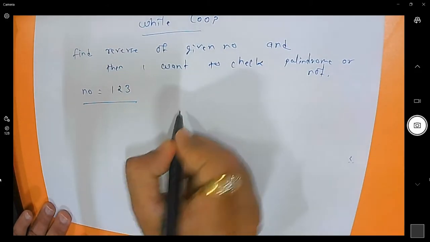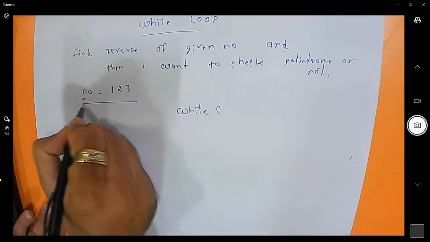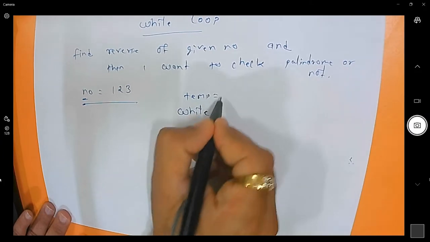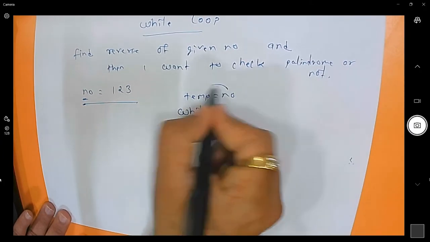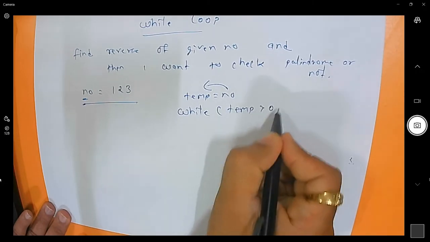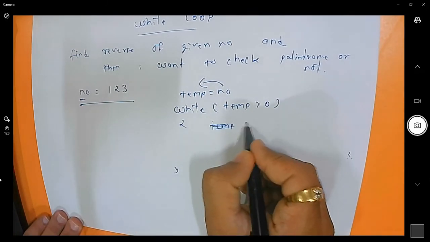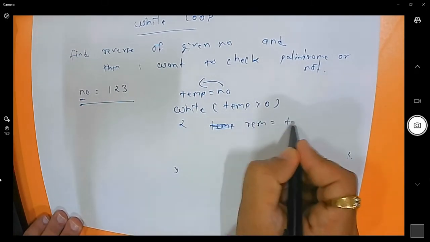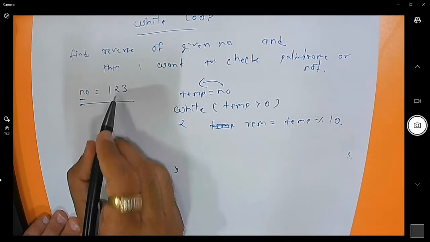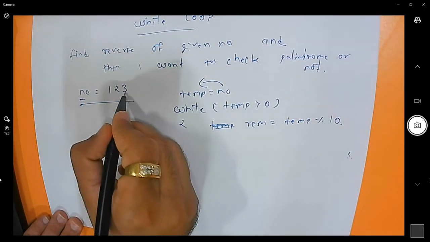So you can write here: while number, this is your number, right? So first we will do what? temp is equal to number. Now my number is assigned to the temp variable, so I can check while temp is greater than 0, run the loop. Now here you can write remainder is equal to temp modulo 10. So this is my 123 modulo 10. So I will get the remainder, that will be 3.